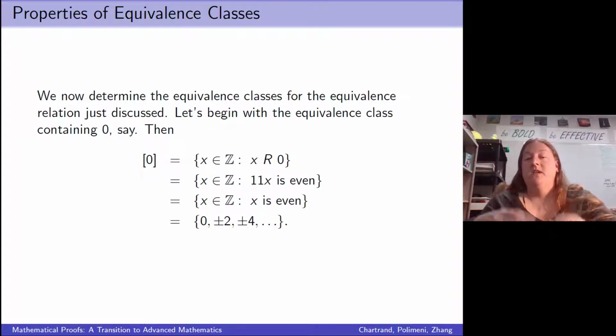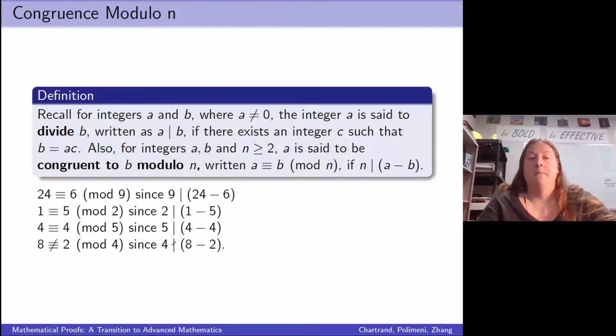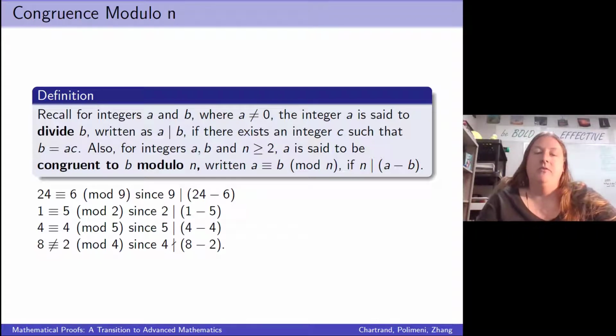Now, we've taken a look at the equivalence classes for this before. The equivalence class of 0 is all the even numbers, and the equivalence class for 1 is actually all the odd numbers. So there are two equivalence classes for this equivalence relation. They're defined by 0 and 1, and they partition the integers into the even integers and the odd integers. So we've talked about congruence modulo n before, but we haven't talked about it with regards to equivalence classes. So we're going to revisit this idea.